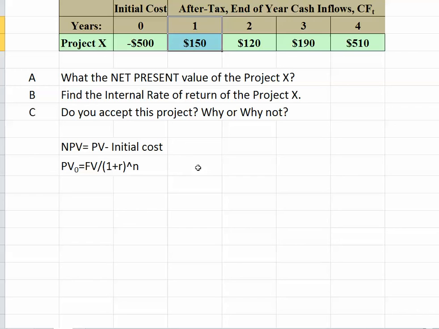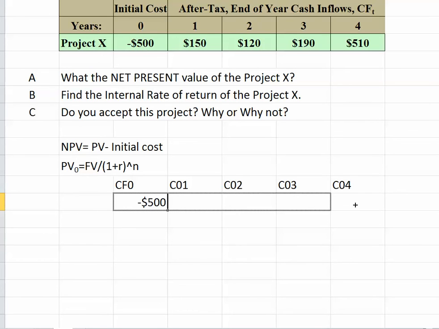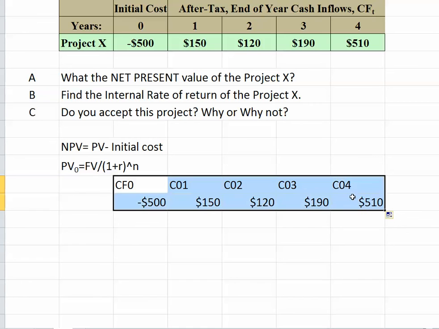So let's summarize this calculator. You have CF0, C01, C02, C03, and C04. Okay, so this one is negative 500. Let me just use the Excel function to find these numbers. Okay, so these are your cash flows.